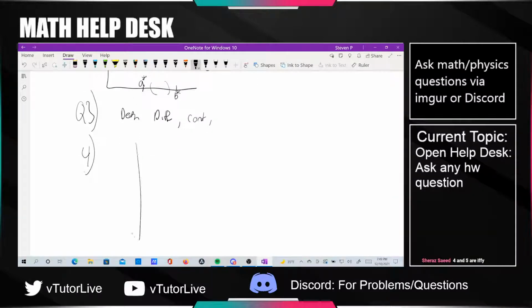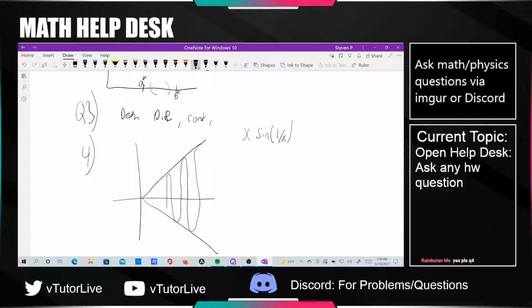Right, so question 4 is sort of saying if your function is basically x sine of 1 over x, it's going to look like it's bouncing between these values. The left-hand side is going to look something similar. I'm not going to worry about it too much right now.